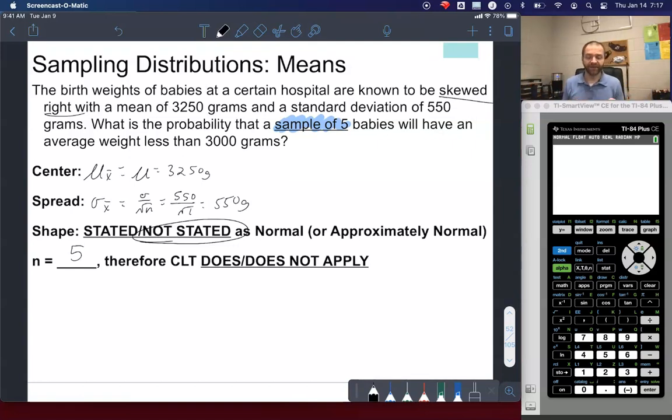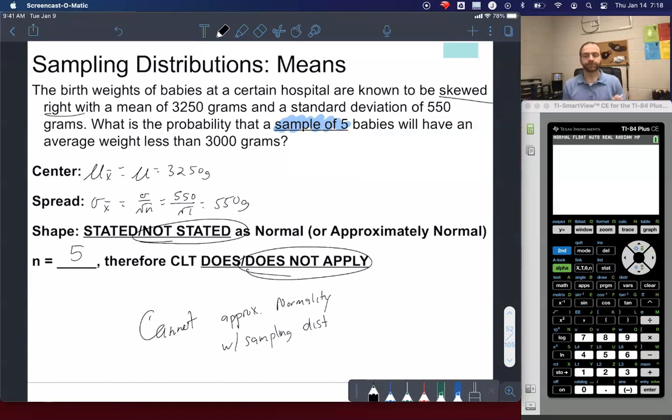Alright, so I got my center, I got my spread, I got my shape as being skewed right, not normal. My sample size is 5, and in this case, the central limit theorem doesn't apply. It is not large enough for us to do it, so therefore we cannot approximate normality with the sampling distribution of x bar. We cannot do normal calculations with this scenario.